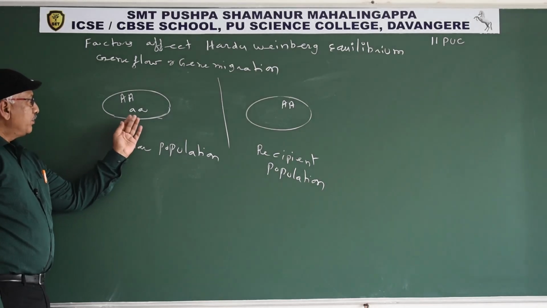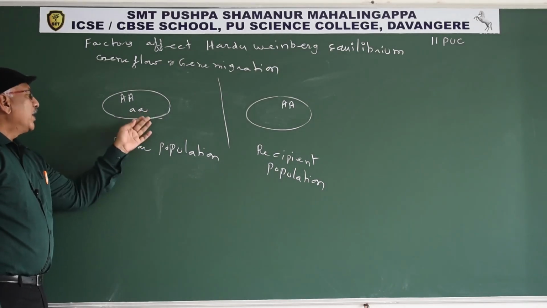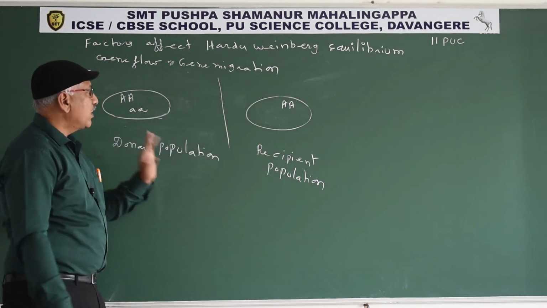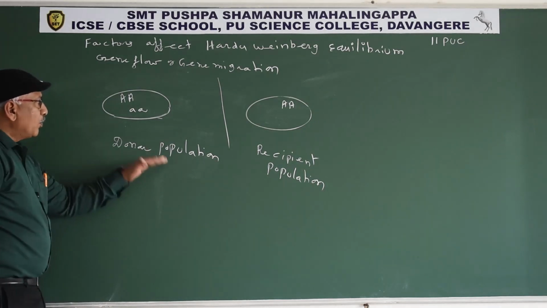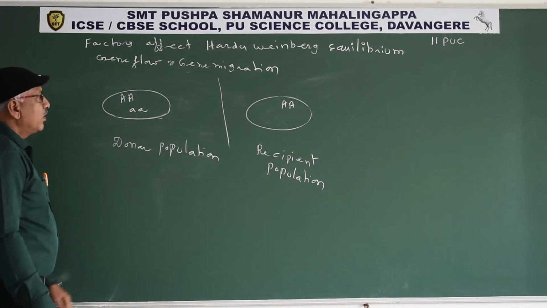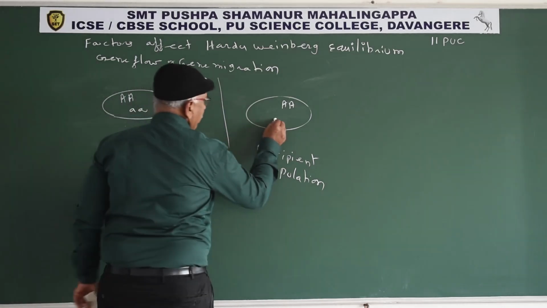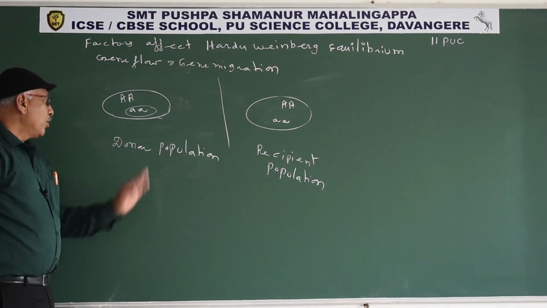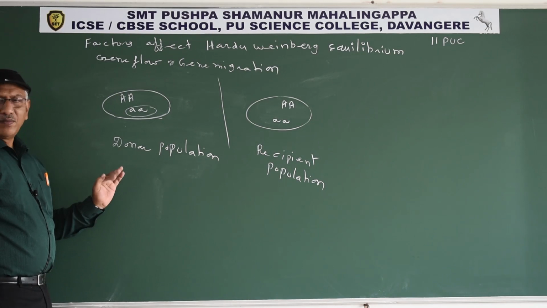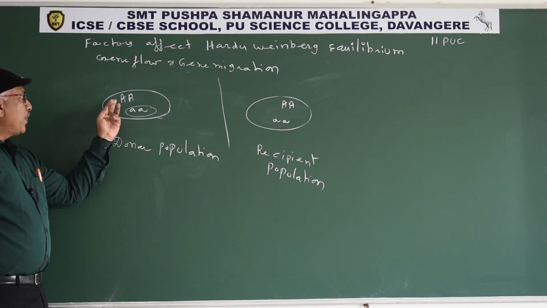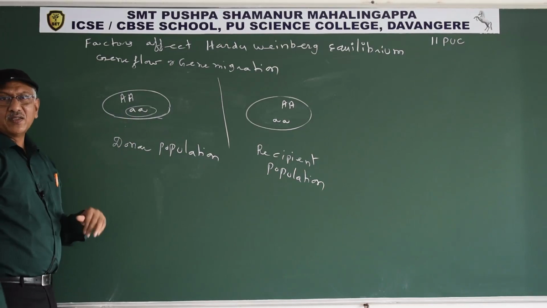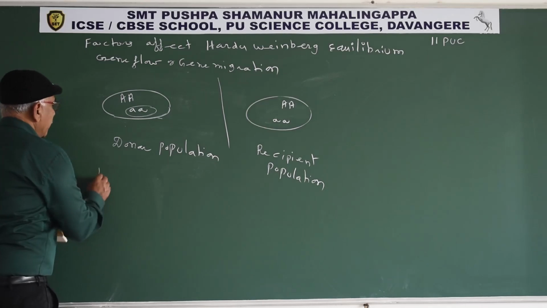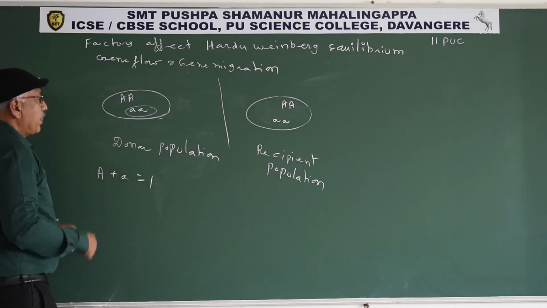From one population, individuals containing some alleles migrated. After migration, the 2 populations are separated. The population that donates alleles is known as the donor population. The population that receives alleles is known as the recipient population. Before migration, in the donor population, one character is represented by 2 alleles, capital A, small a. So the frequency of capital A and small a is equal to 1.